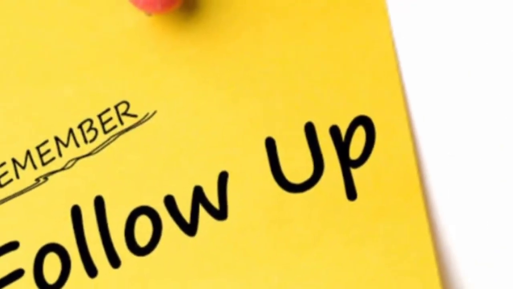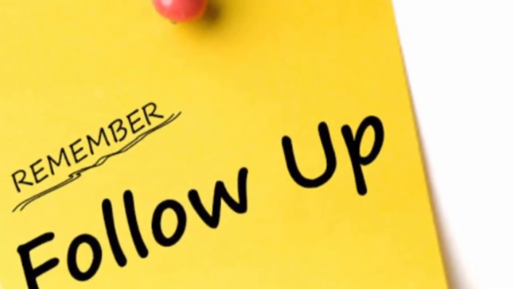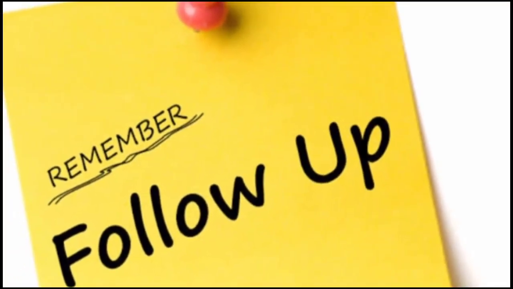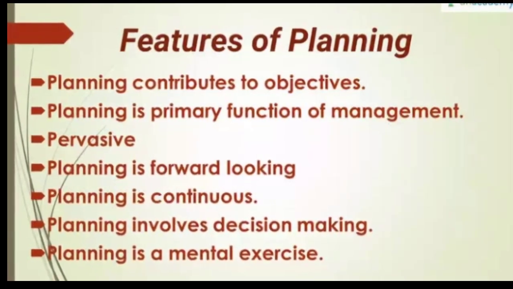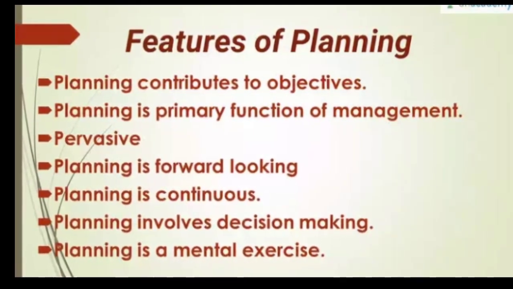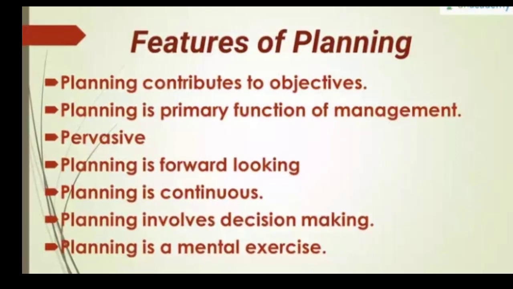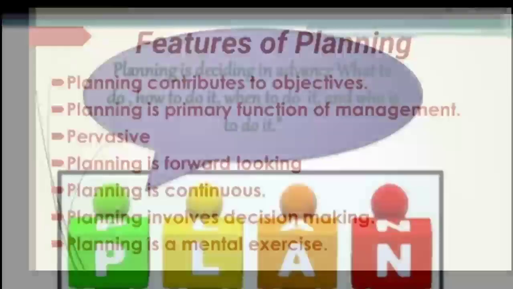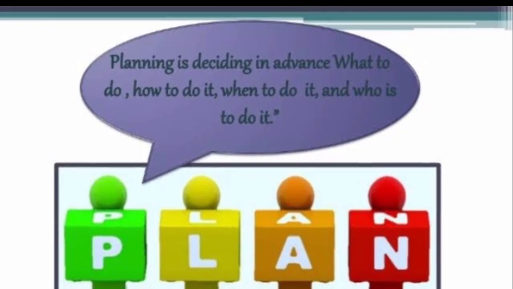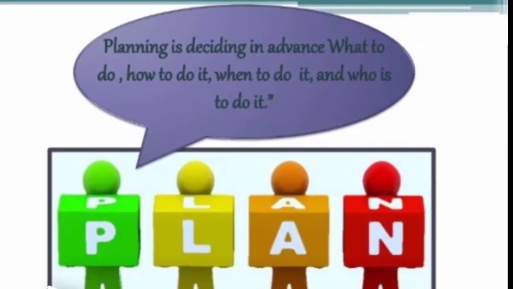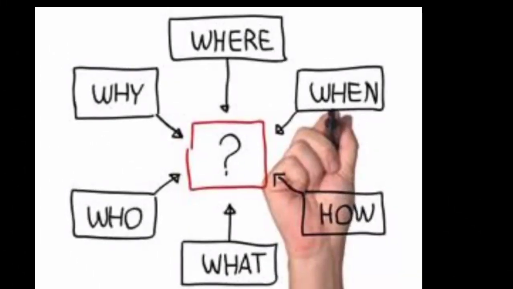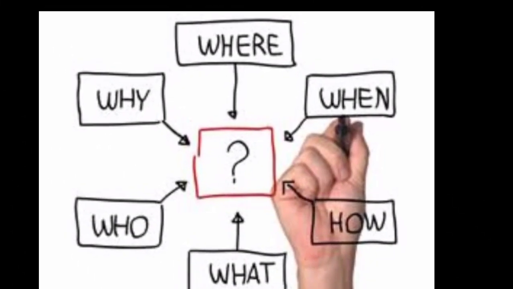Next, I want to discuss the features of planning. What are the important characteristics or features of planning? The first important characteristic or feature of planning is that planning focuses on achieving objectives. Planning has no meaning unless it contributes to the achievement of predetermined organizational objectives. That is, planning generally means where, when, why, who, how, what.